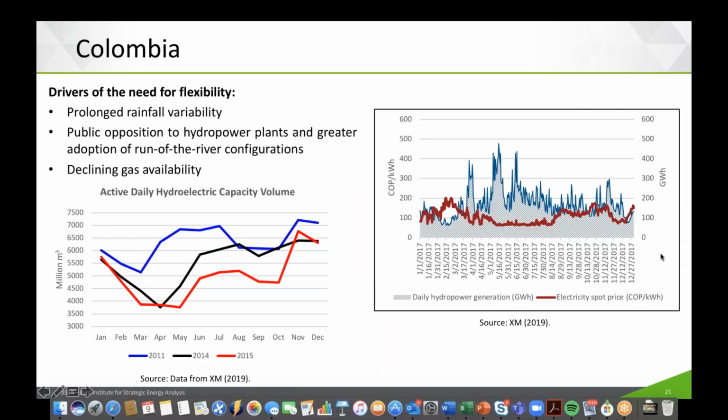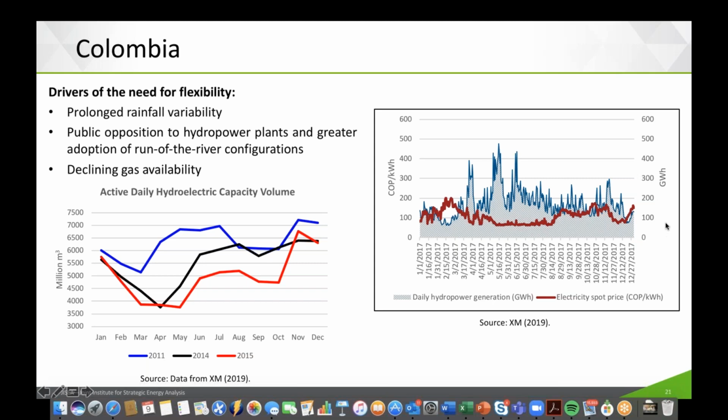Some of the drivers for the need of flexibility in Colombia include rainfall variability, especially during the El Nino seasons. On the left-hand side, you can see a figure showing the hydropower capacity volume during an El Nino year in red, a La Nina year in blue, and a neutral year in black. You can see how the capacity volume went down during the El Nino and went up during the La Nina. And you can see that the neutral year is in between both curves.